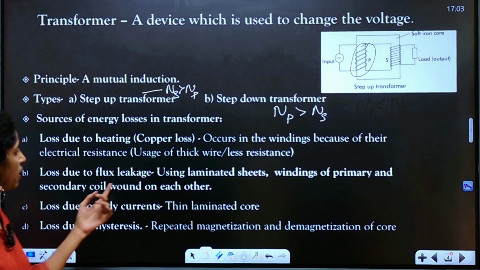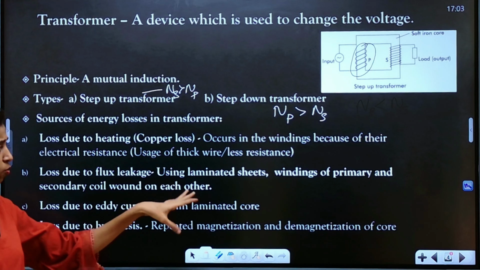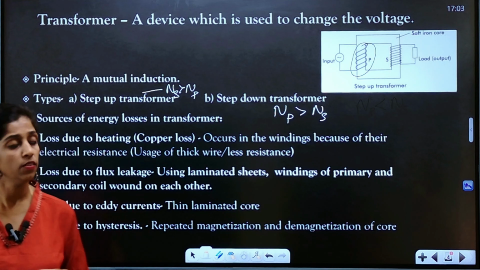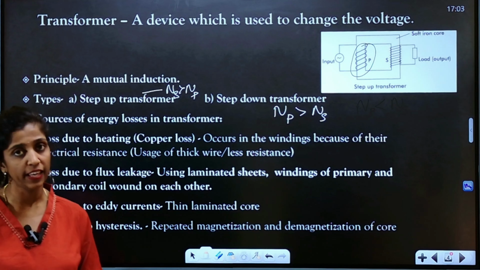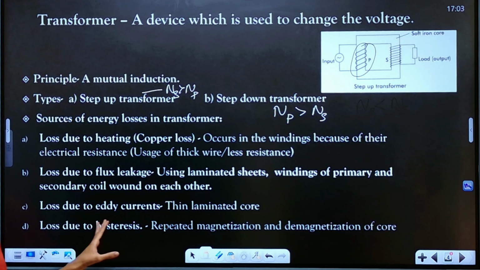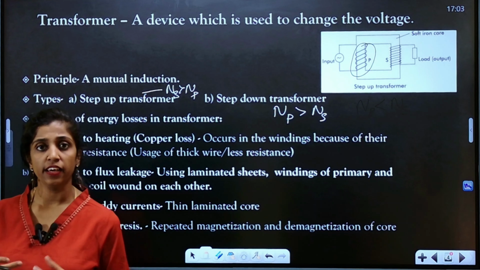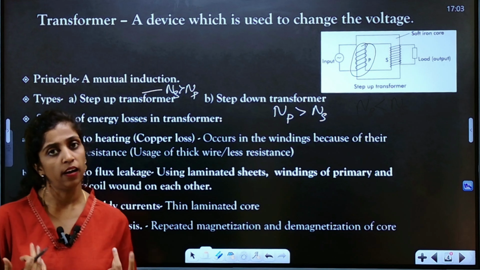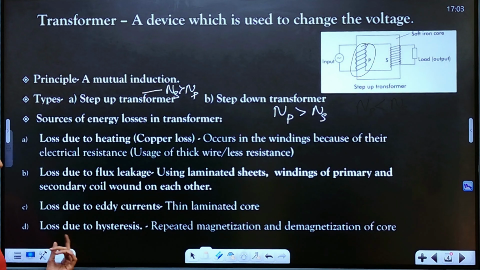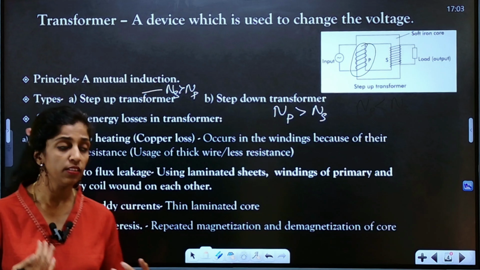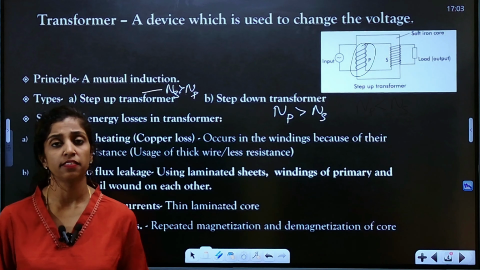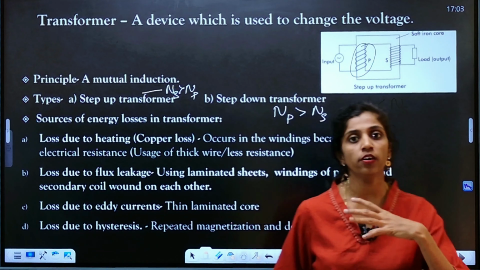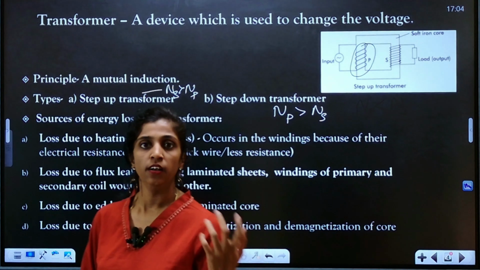Then loss due to flux leakage. It's like using laminated sheets or windings of primary and secondary coil. So these are some of the causes for the loss due to flux leakage. Then you have loss due to eddy currents. Here we use a thin laminated core or soft iron cores. And then finally you have loss due to hysteresis. This is due to repeated magnetization and demagnetization. So these are the four energy losses you have to know in the transformer.